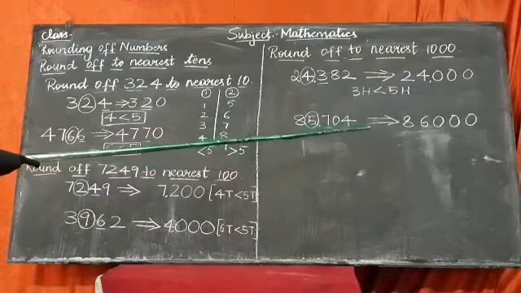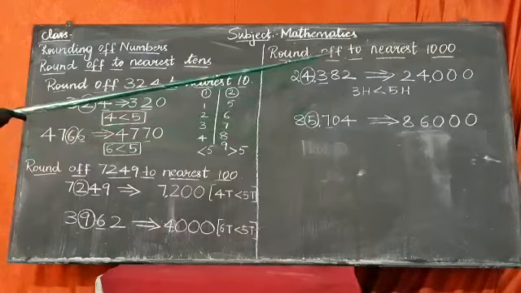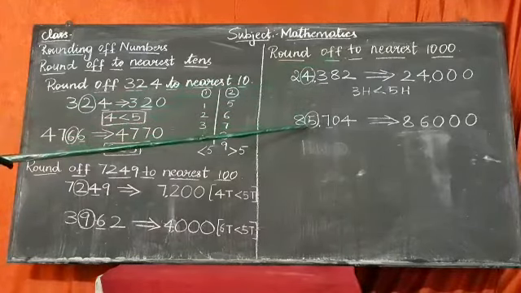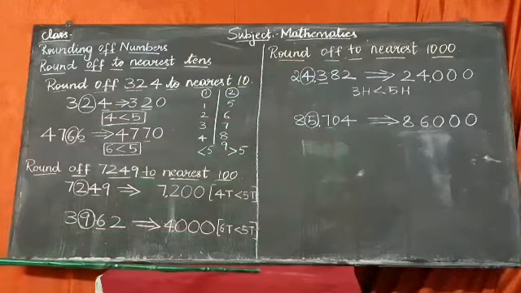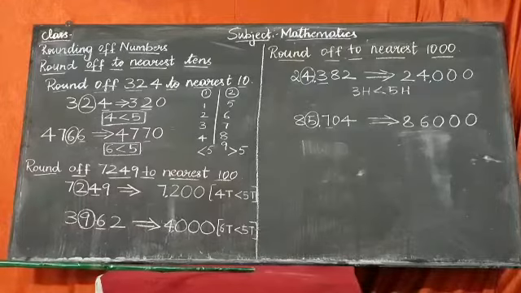It becomes 0. This 5 is increased by 1 because we should round off to the nearest thousands place. So this 5 in the thousands place is increased by 1 and it becomes 6. We got the number as 86,000. When we round off 85,704 to the nearest 1000 place, we get 86,000.